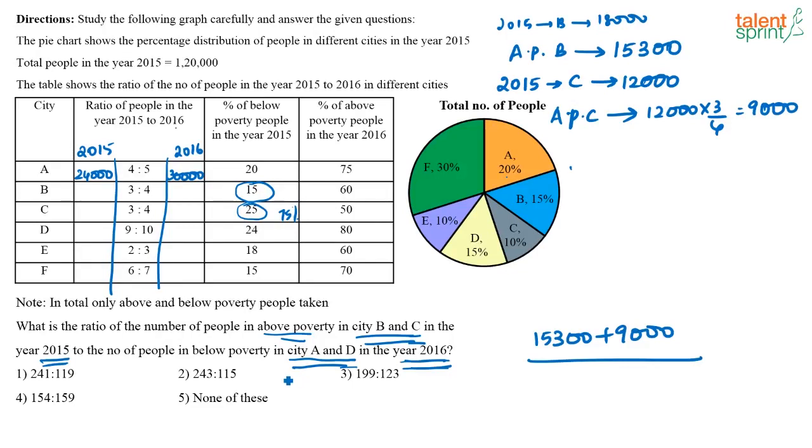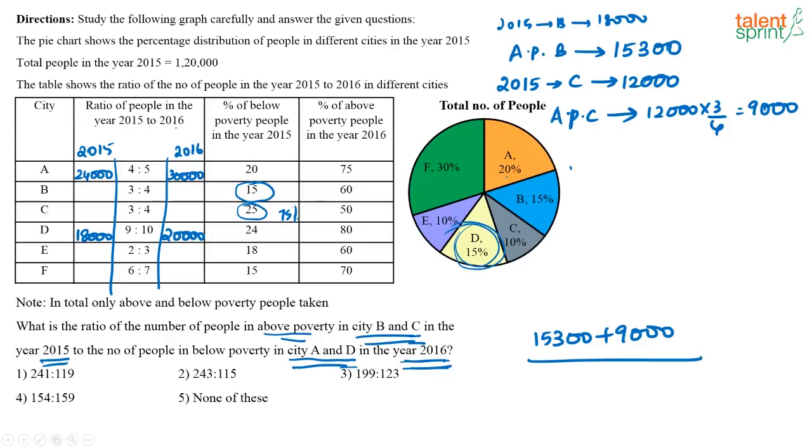Now, similarly, this is in case of city A, in 2015 and 16. Similarly, consider city D. In city D, in the year 2015, 15% of the population is there in city D. 15% is how much in 2015? Out of 1.2 lakhs, 15% belong to city D, or I can say 18,000 belong to city D in the year 2015. Now, how many people will be there in city D in 2016? 18,000 refers to 9. So 10 will be how much? 20,000, right? Then only the ratio is 9:10. So these many people are there in city D in 2016.